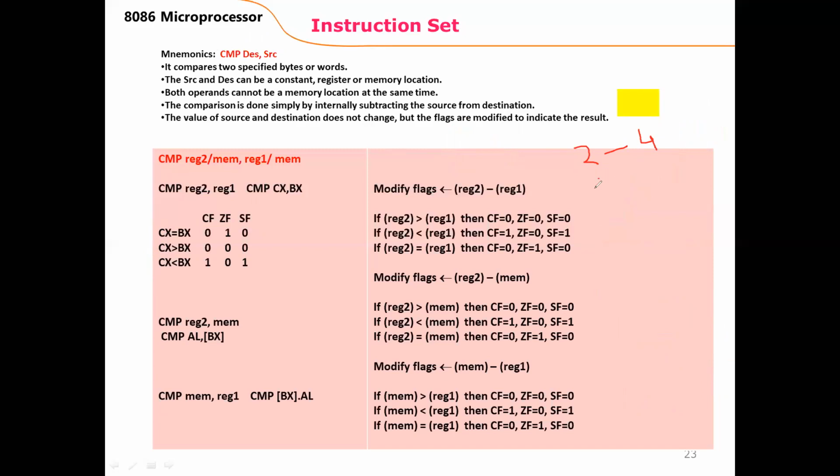Now again, we know that 2 is this, 4 is this, and we always take 2's complement of the negative number. Now in this example, we are going to take 2's complement of this. What will be the 2's complement? 1, 0, 1, 1 plus 1. Now number will become 0, 1 plus 1 again 0, 1 and 1.